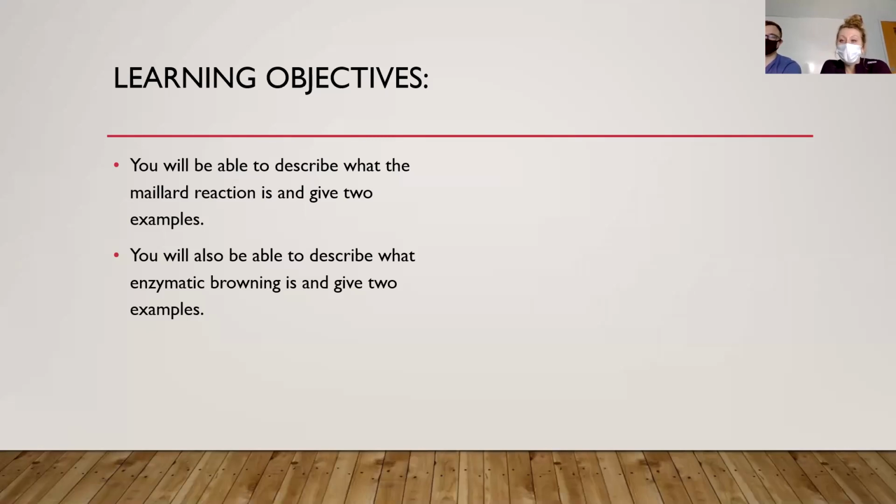So today, our learning objectives that you are going to be able to answer are that you can describe the Maillard reaction, give 2 examples of foods that carry out this reaction, and describe enzymatic browning and do the same for the foods that carry out enzymatic browning as well.